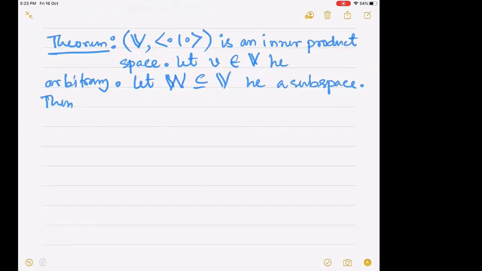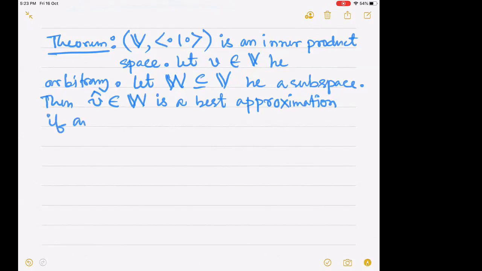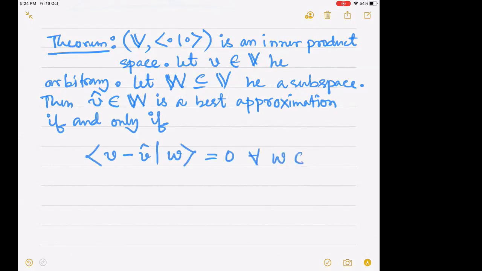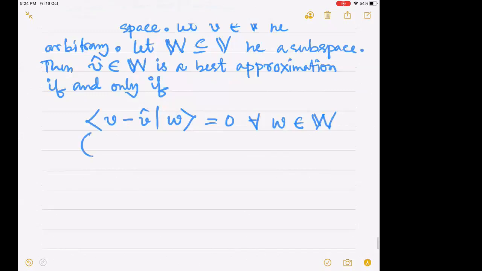Then v hat in W is a best approximation (I'm not writing "of v in W", it's understood) if, and see, this is the beauty, only if the inner product of v minus v hat, the error, with w is 0 for all w in W. Recall that this is what we say when v minus v hat is orthogonal to W. These two statements are in fact equivalent. Saying orthogonal is the same as saying that the inner product is 0.